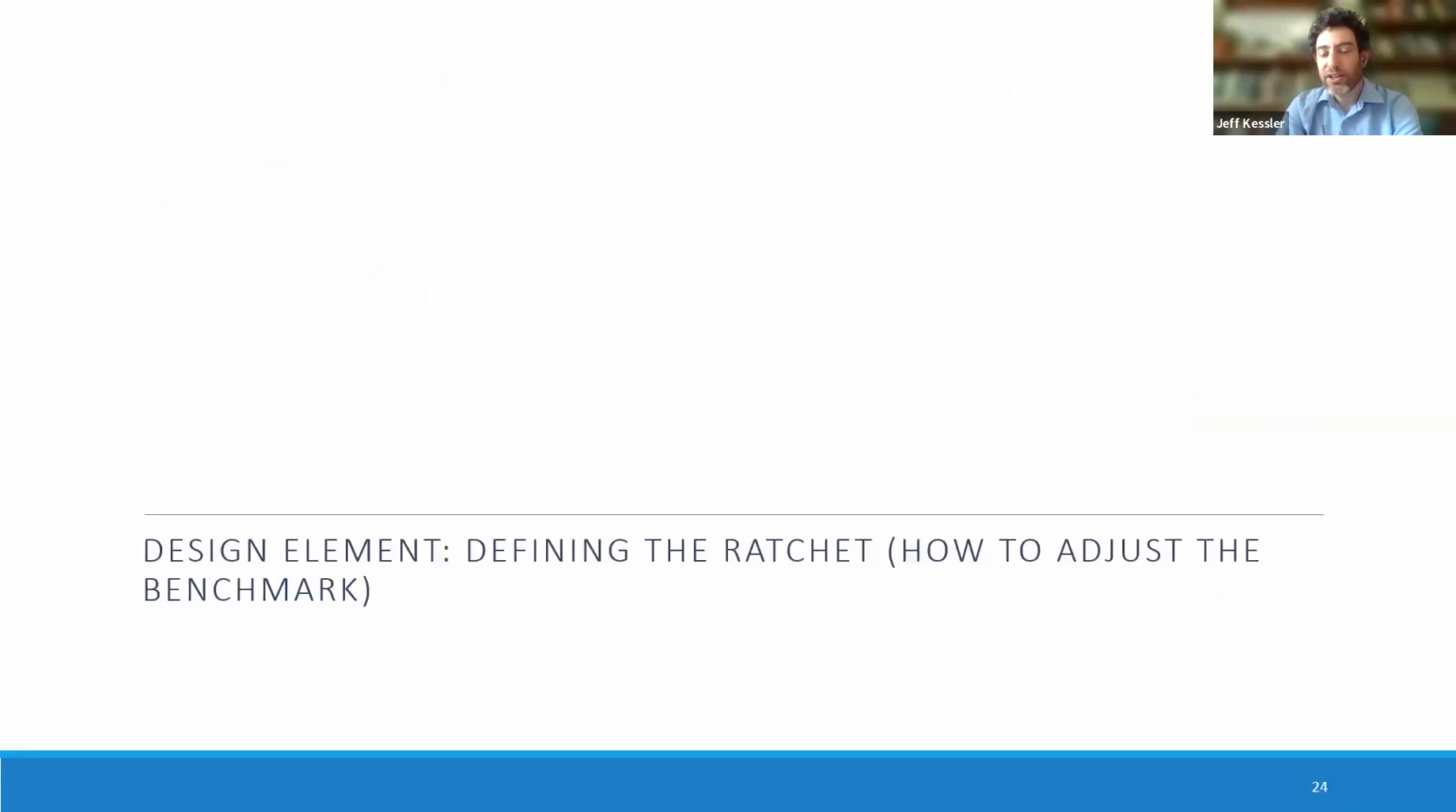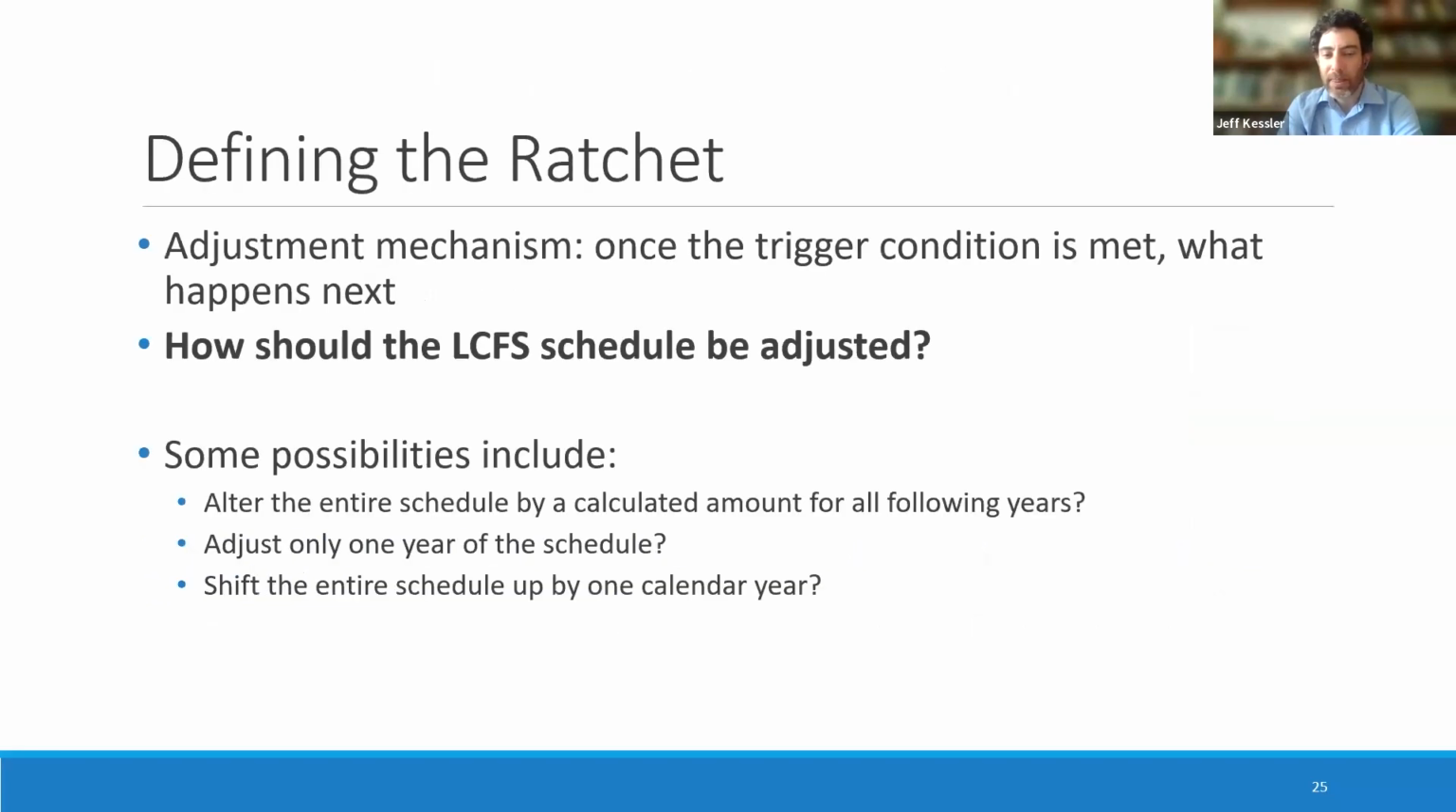In addition to determining the metrics and approaches to trigger an auto acceleration mechanism, it is also important to define what happens when the market conditions for that trigger are met. This boils down to a question relating to how the LCFS benchmark schedule should be adjusted and for how long that adjustment should last.